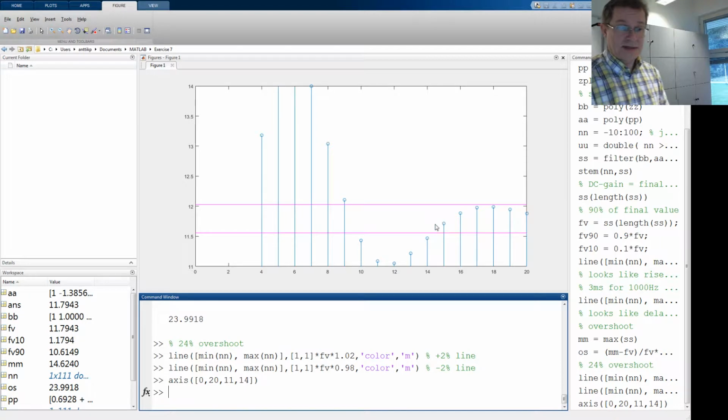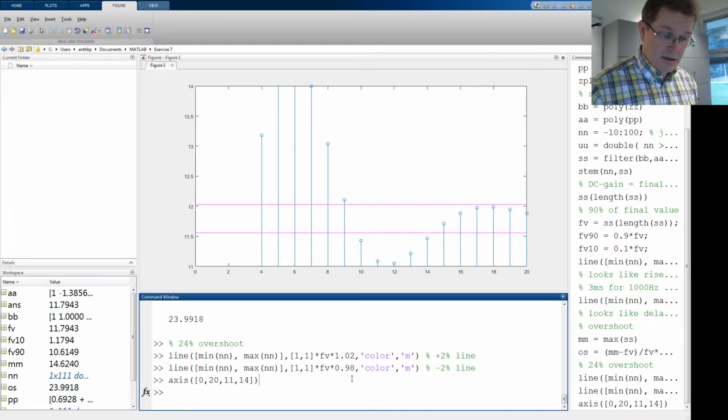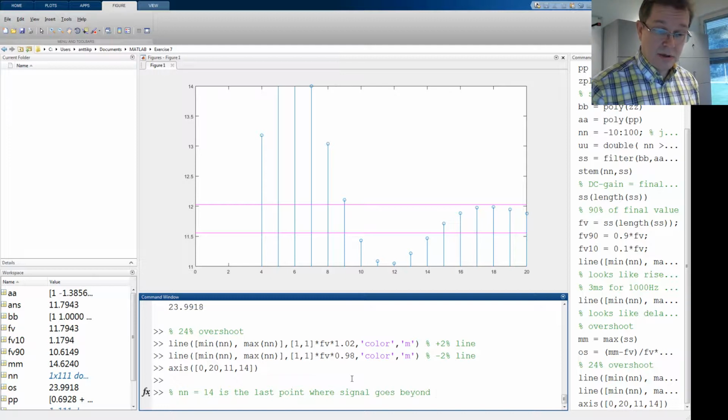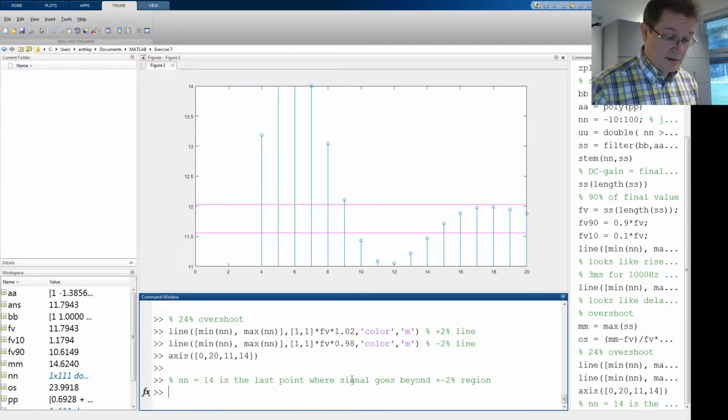Okay. So in this case, n equals 14 is the last point where signal goes beyond the plus minus 2% region, meaning that the settling time for 2% is then 15 time steps. Okay.